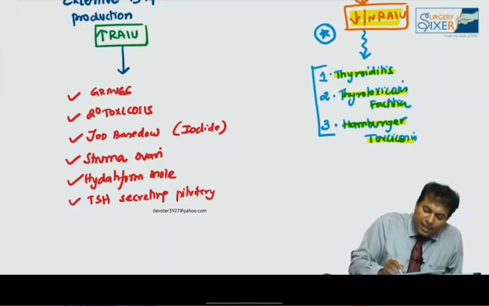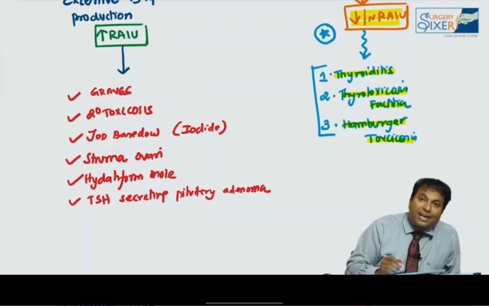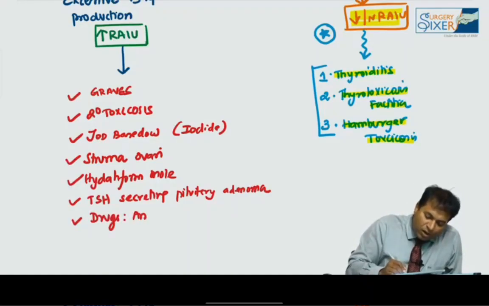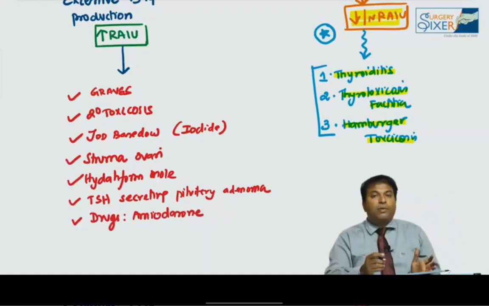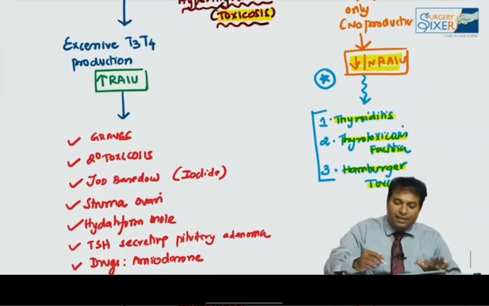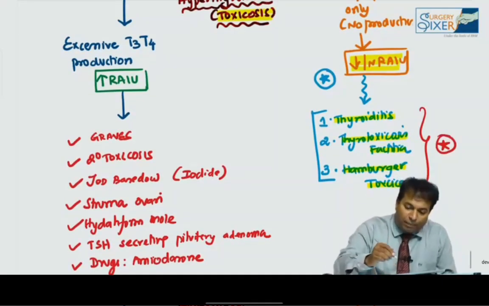In all these cases, T3, T4 is produced in excess amount, including with some drugs like amiodarone, which can cause increased production. So these are the causes of hyperthyroidism with increased radioactive iodine uptake, and these are the 3 causes of decreased radioactive iodine uptake. Okay, let me show you the PowerPoint now.